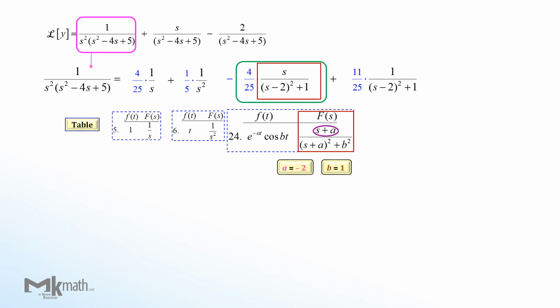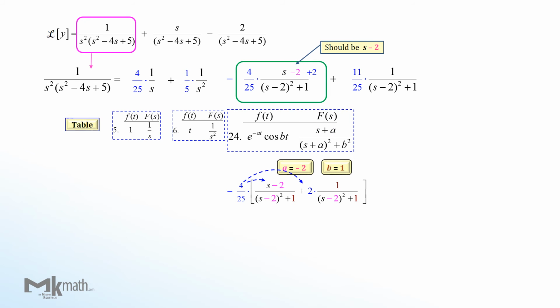As for the numerator, the table shows s plus a, so it should be s minus 2. To have s minus 2 on the numerator, we subtract 2 and add 2 to compensate. Since there is an extra plus 2 on the numerator, let's split the fraction by separating the numerator. Then we distribute the coefficient of negative 4 over 25ths into the two fractions to simplify.